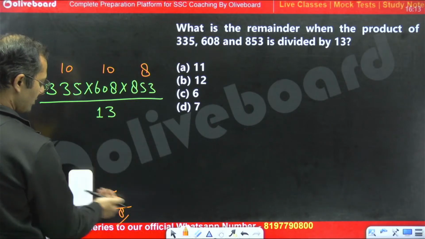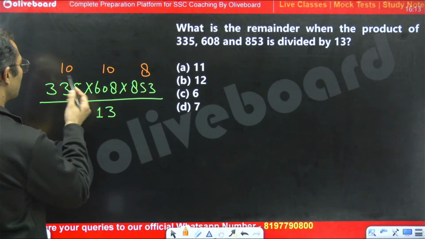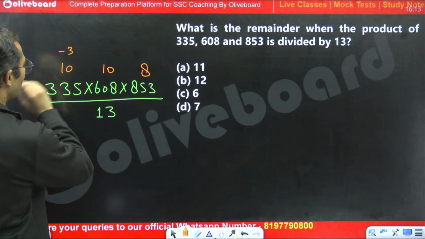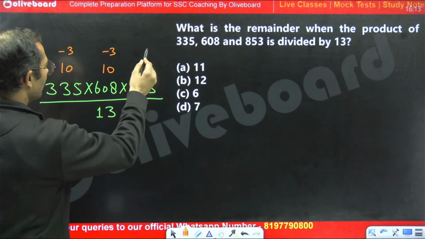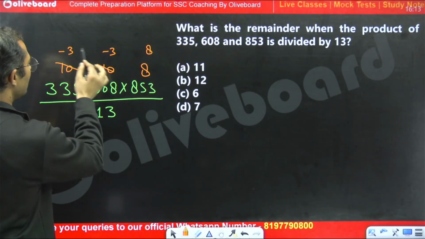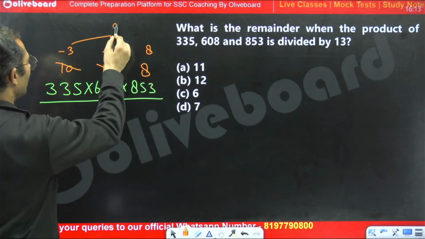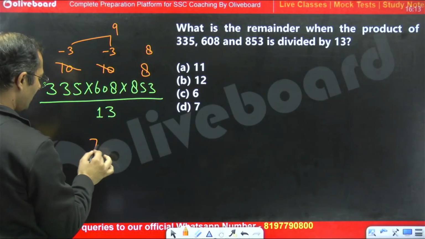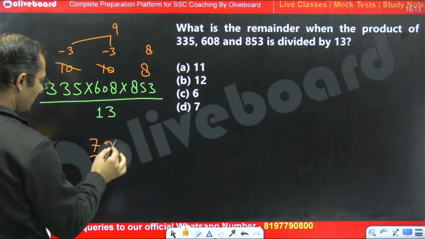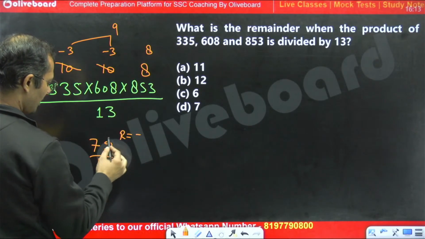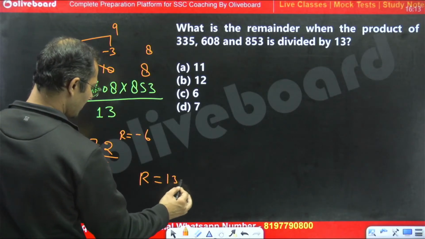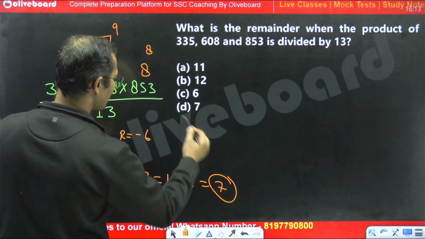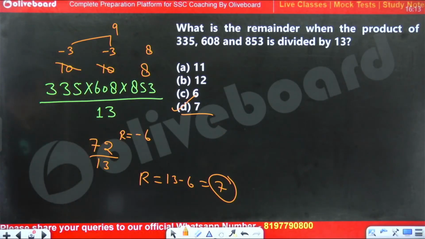Here you can also write minus 3 as the remainder, and 8 is the remainder. So 3 3s are 9, so 9 into 8 is 72, so 72 divided by 13, so remainder is minus 6. So the actual remainder is 13 minus 6, 7. 7 is the right answer.